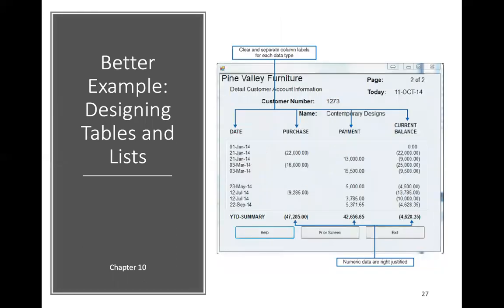And let's look at this one. So now the numeric data are right justified. We've got clear separate column labels and so on and so forth. Again, this is all just common sense. You can understand what we're saying, and it makes sense when you are reading it.